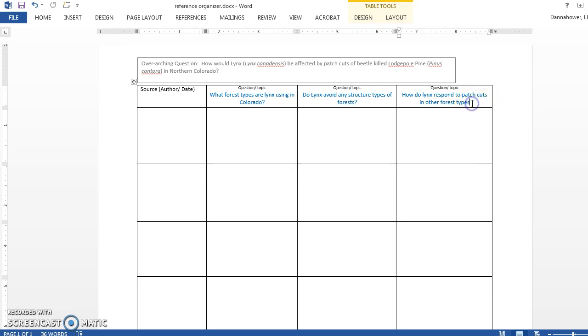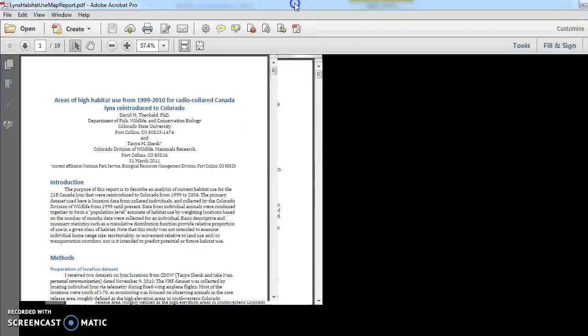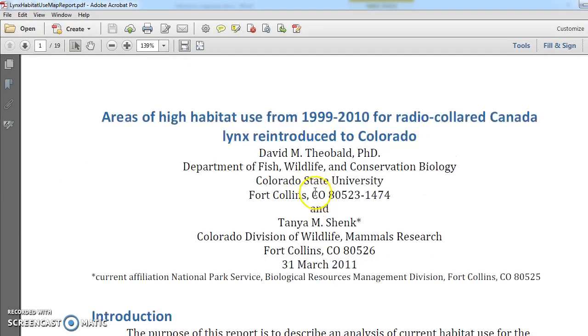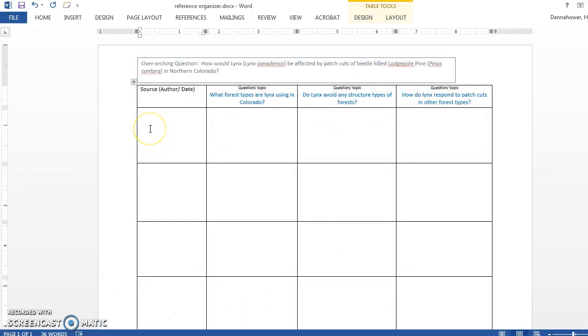Now, what I do is pick a paper that I want to read. Perhaps I'm going to check out this article that you read earlier, Areas of High Habitat Use from 1999 to 2010, and so on. All I need to do here is note that my authors were Theobald and Schenk, and it was in 2011. So I come back in here, and under sources, I write Theobald and Schenk 2011.